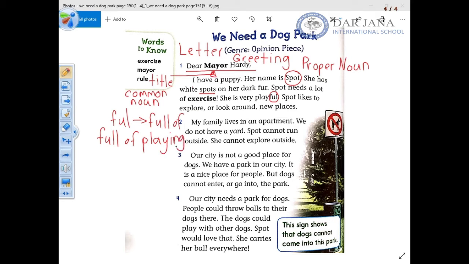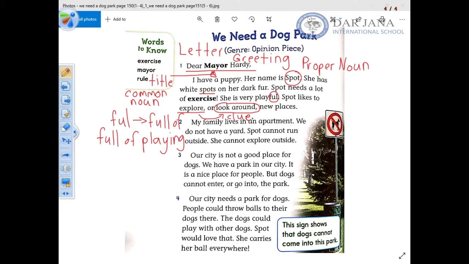Okay, she likes to explore or look around new places. So let's look here. Here we have the word explore. Do you know what explore means? What we have to do here is we have to look for words or extra words in the sentence that give us a clue. Now here, explore or look around. Okay, that is the clue for explore. Okay, so here we'll write clue, and explore means to look around.